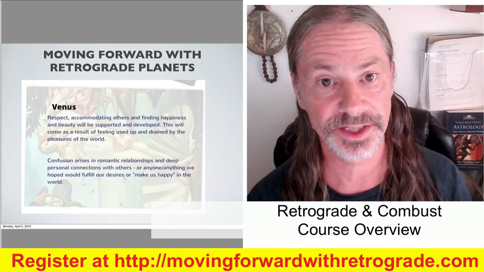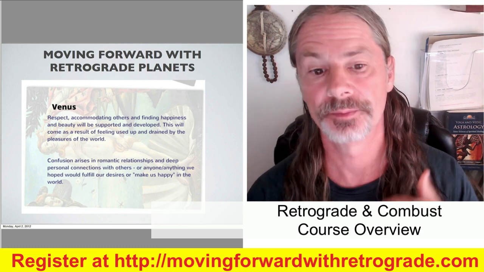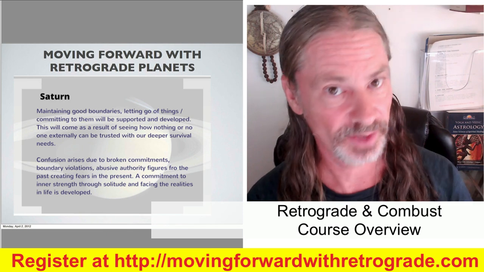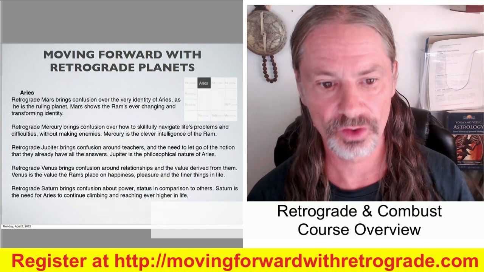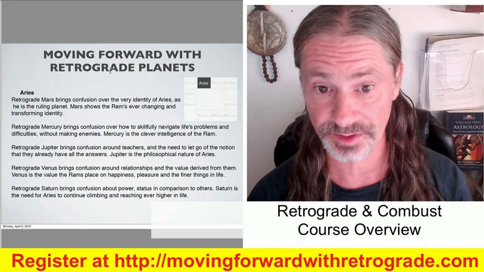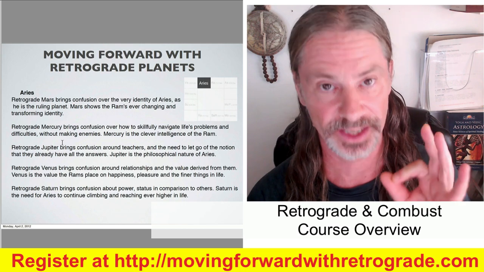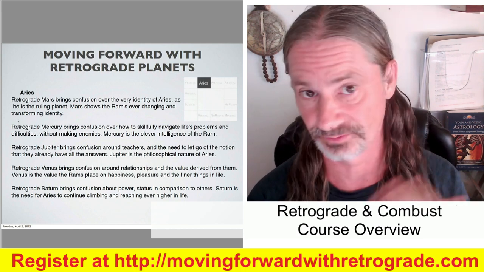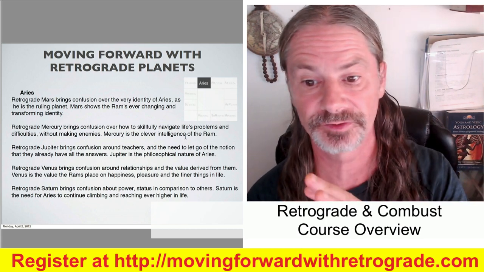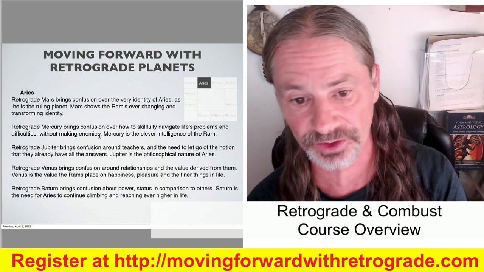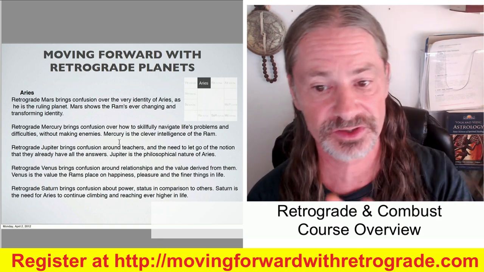On the weekend, it'll probably be about 2 hours of the 10 hours. But since you have access to all of this already, you can go over these indicators as well. One of the things about this retrograde planets course is, regardless of your ascendant, I talk about every planet for every ascendant. For example, Aries: retrograde Mercury brings confusion on how to skillfully navigate life's problems and difficulties without making enemies. This is based on Mercury ruling the 3rd and 6th house.